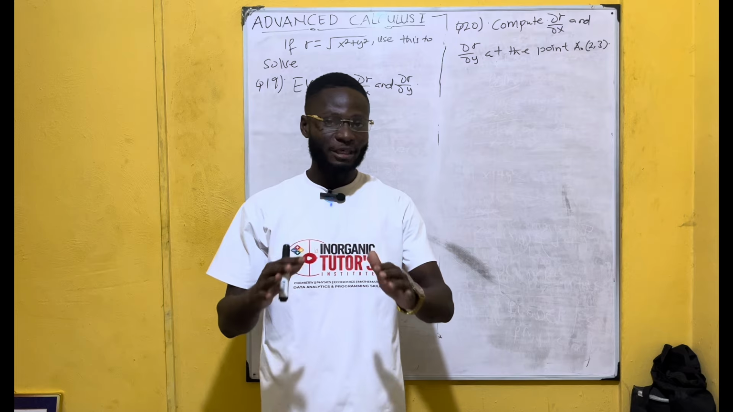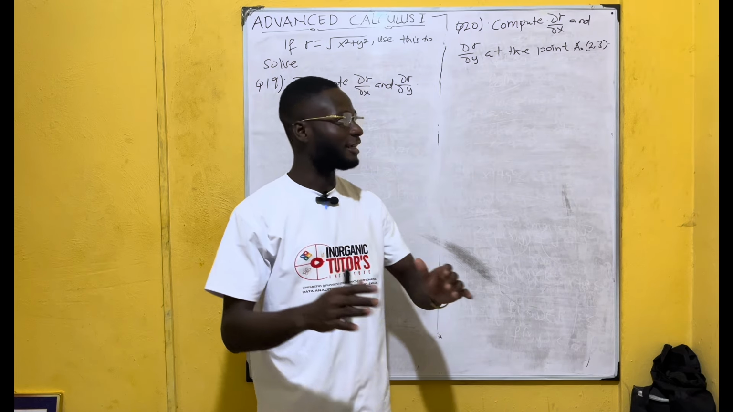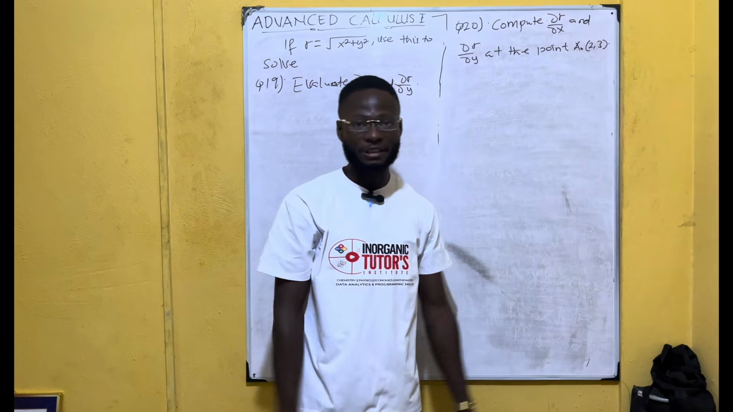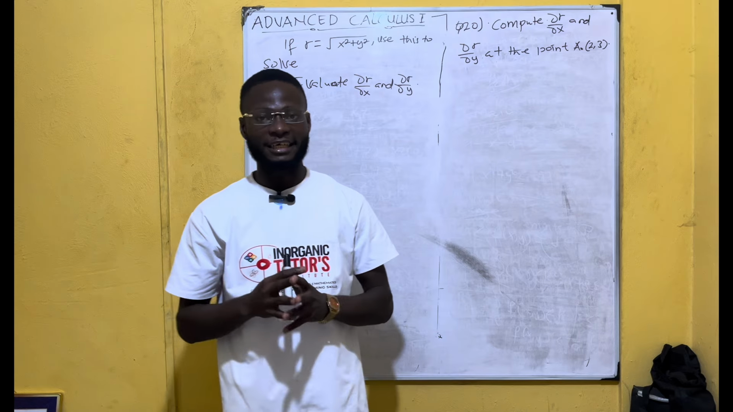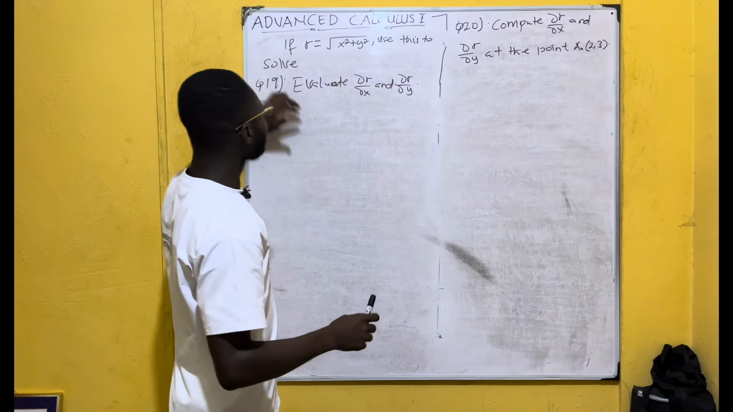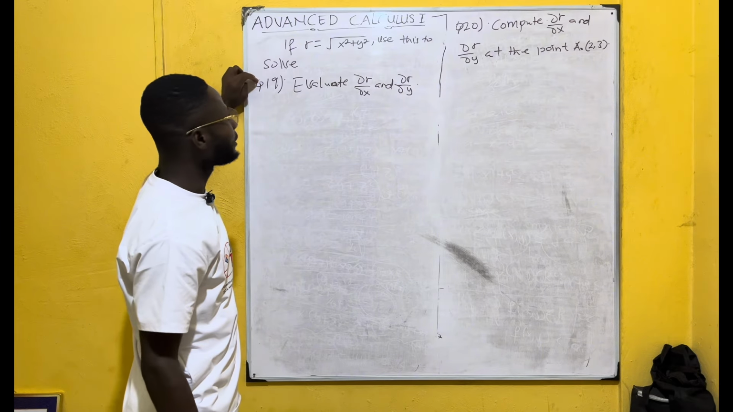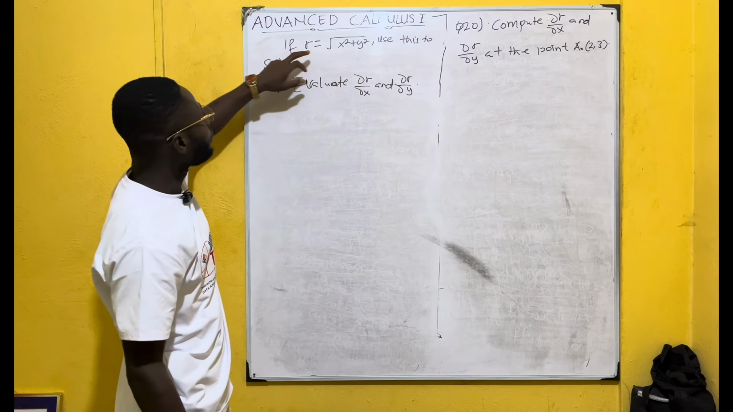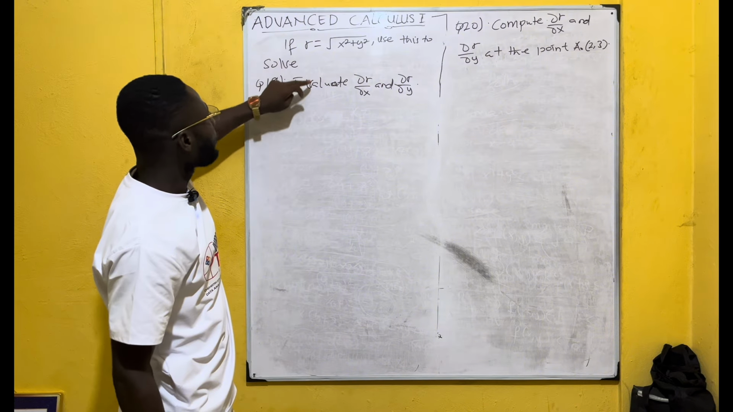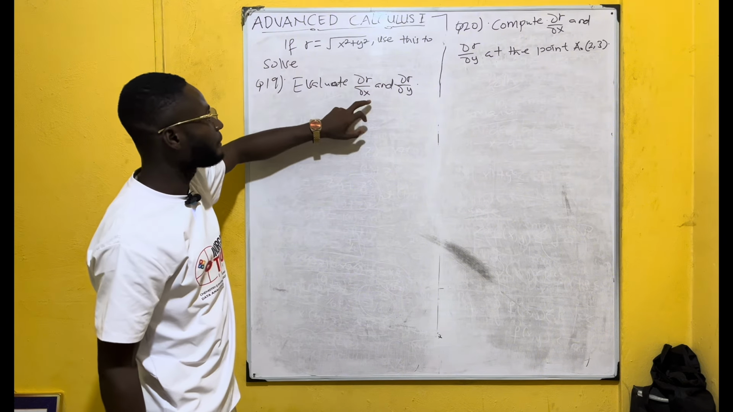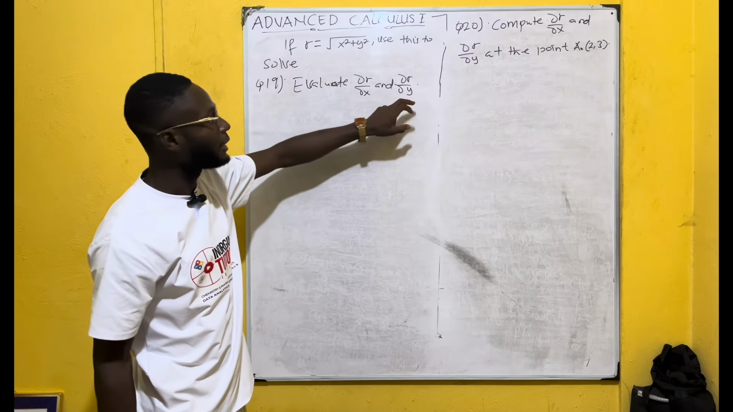This is the last part of the problem, and that is going to be question number 19 and possibly question number 20, and we are done for the day. With question number 19, basically we are using this definition to answer question 19 and question 20. With question 19, we are asked to evaluate the derivative of R with respect to x and not with respect to y.